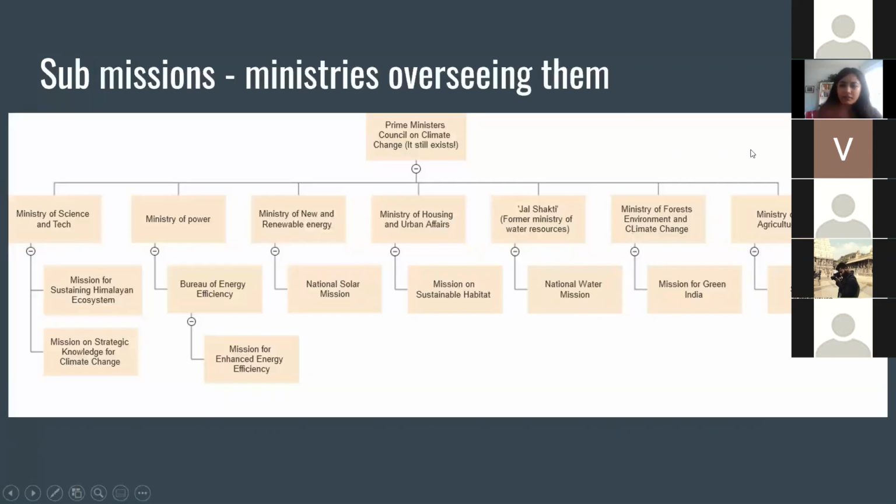This is the governance structure, or rather how the responsibilities were allocated for the different missions. As you can see, these are all extremely siloed, and there's actually very little cross-sectoral action happening between these different strategies. And that is an issue that continues up till today.